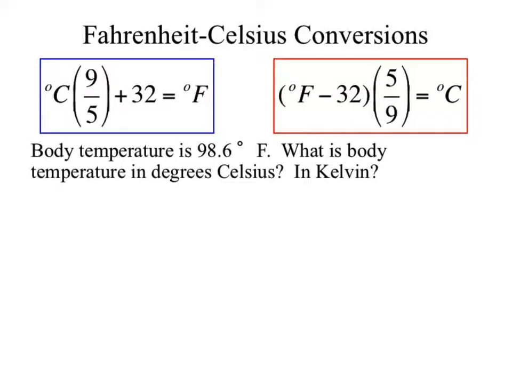You want to do some conversions? Yeah? Okay. Body temperature is 98.6 degrees Fahrenheit. What is body temperature in degrees Celsius and in Kelvin?